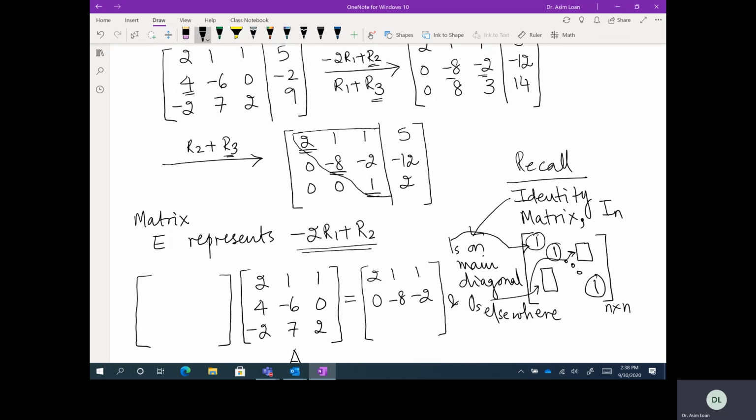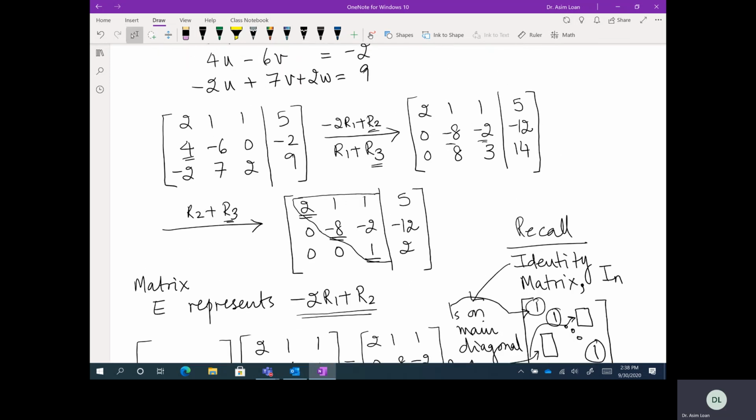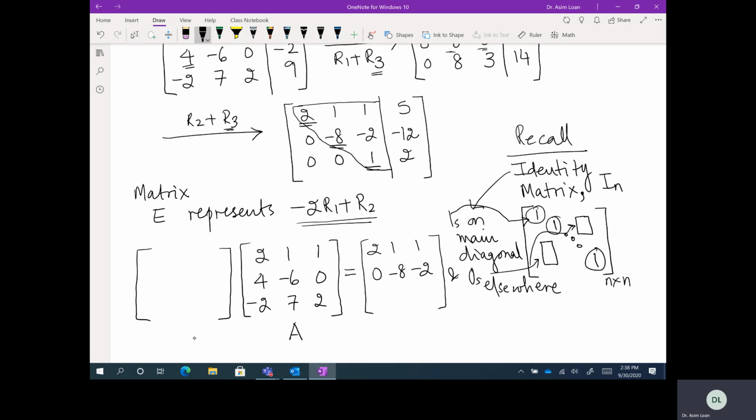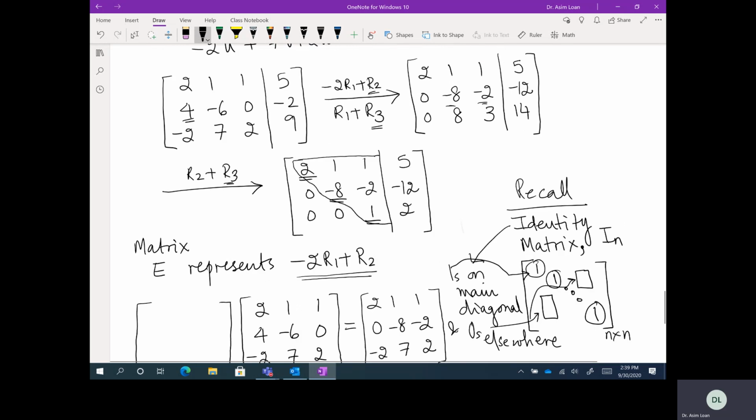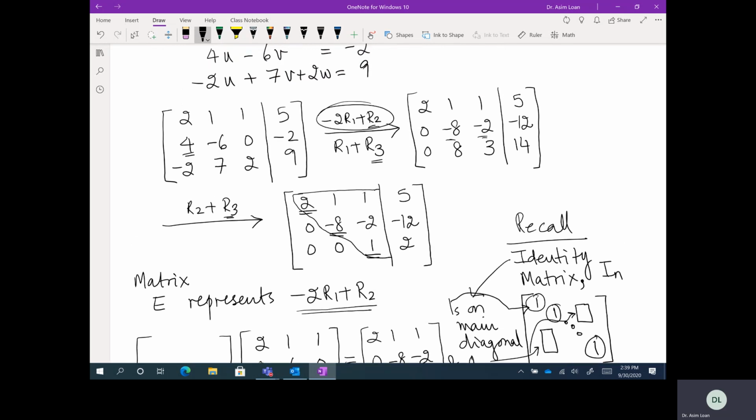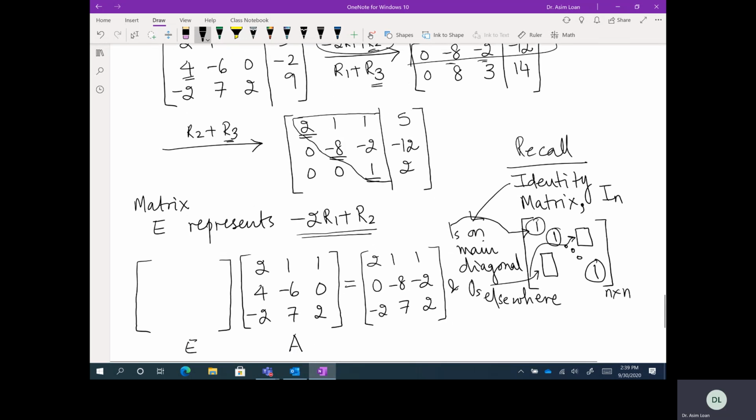Obviously, we're going to do the same thing on B. So when I multiply something with A, so let's call this E, obviously I'm going to multiply something with B too. So 0 minus 8 minus 2, and this one remains as is, minus 2, 7, and 2. So we are only looking at this operation.